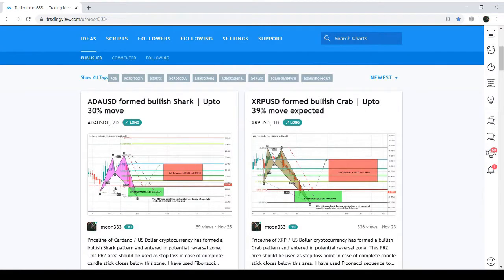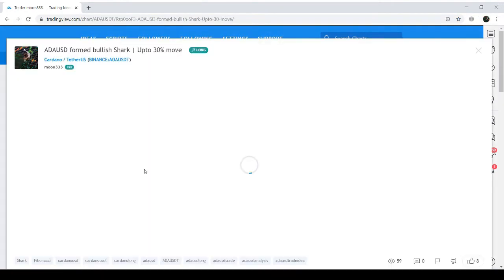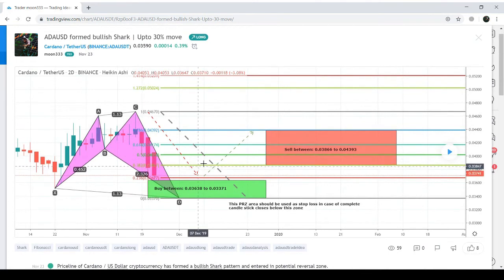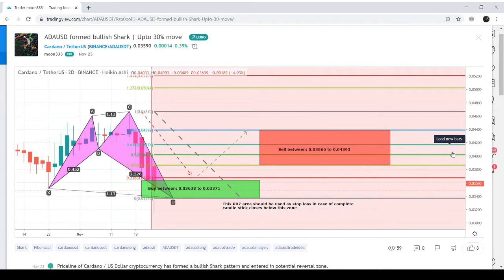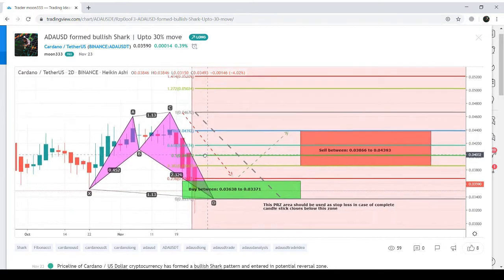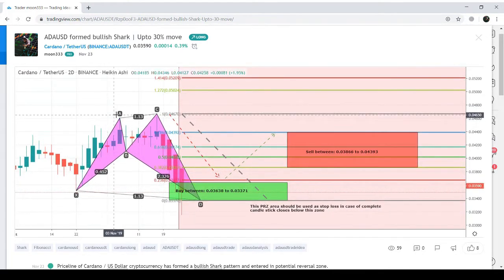Our second coin is the ADA or Cardano with US dollar pair, and here we can see the price action has formed a bullish shark pattern, and this is the clear initial leg. In the shark pattern, we require the B leg should be retraced between 0.382 up to 0.618 Fibonacci. And here we can see we have the retracement of B leg up to 0.452 Fibonacci, which is as required for the B leg of the shark pattern.